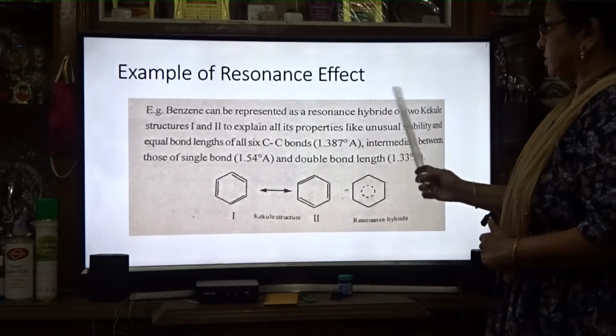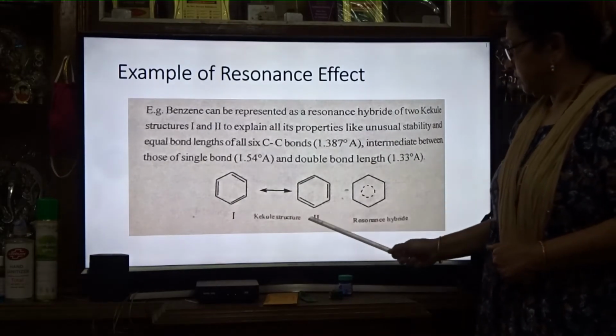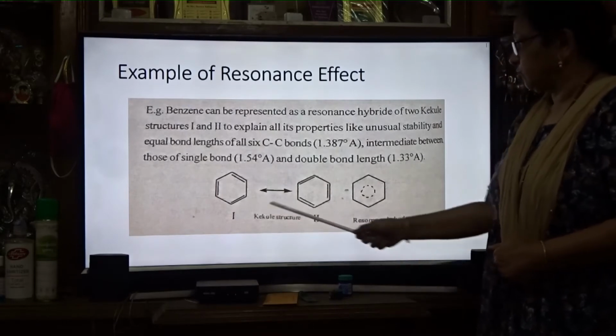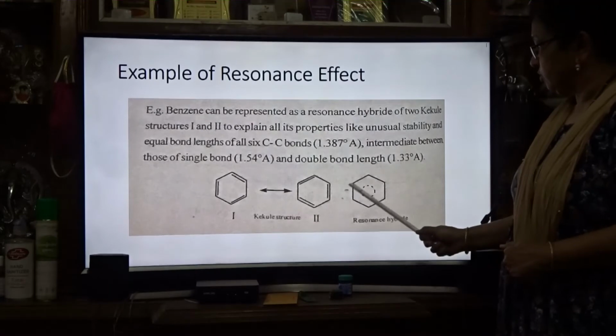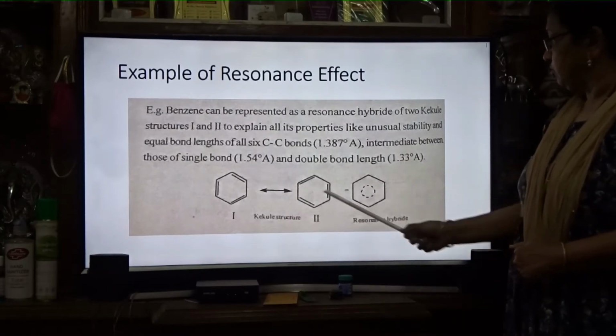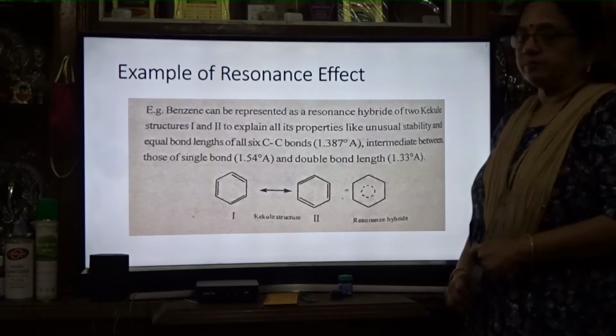Example of resonance effect: benzene can be represented in two ways. Kekulé structure: this is the first structure, and this is the second structure. So both are resonance structures of benzene, and it is a resonance hybrid of these two structures. This type of effect is known as resonance effect.